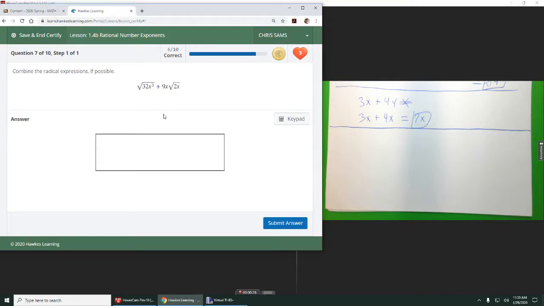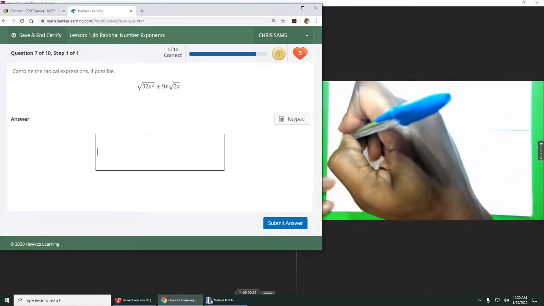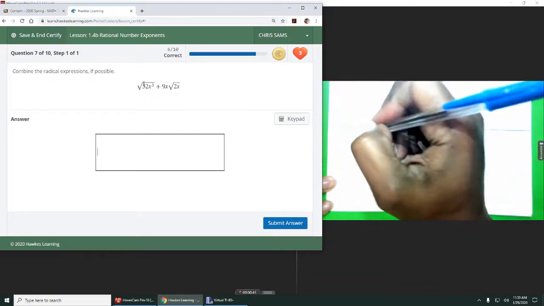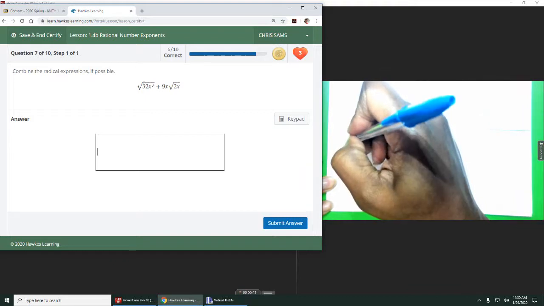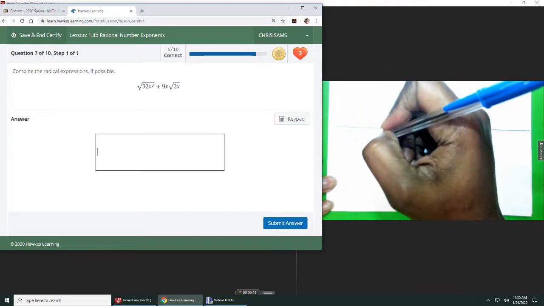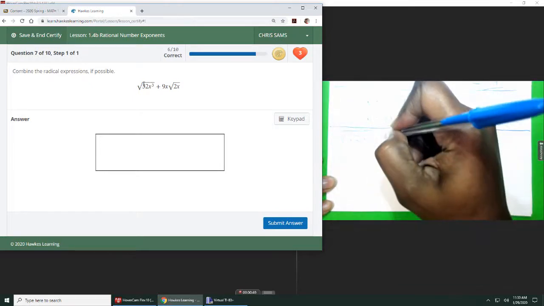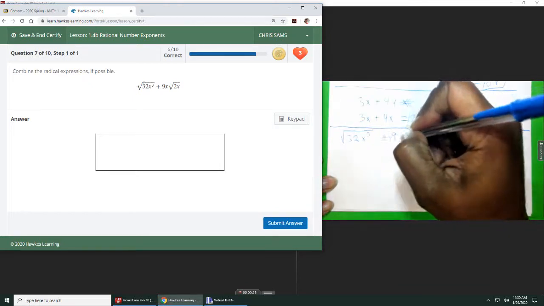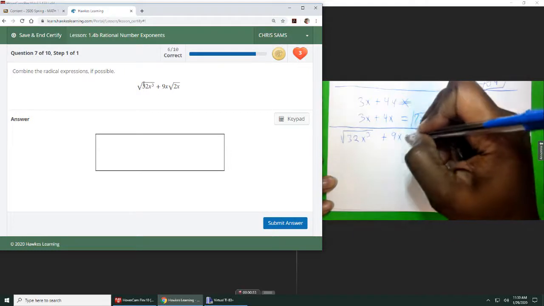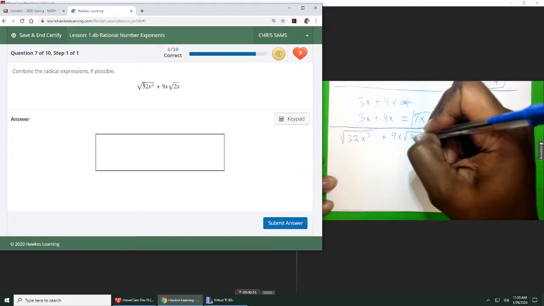The thing that we have to do first, however, is simplify so that we can get it to be the same. Now, the previous problem wouldn't simplify. This one will, so we will work this one out. All right, so we start out with the square root of 32x to the third plus 9x times the square root of 2x.